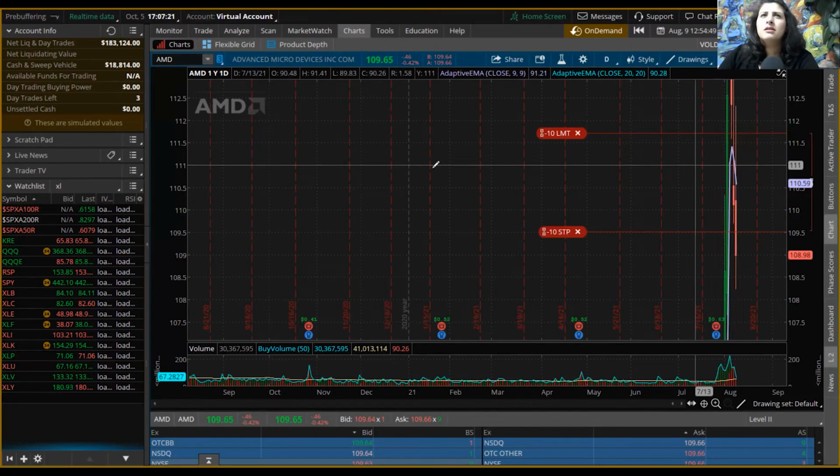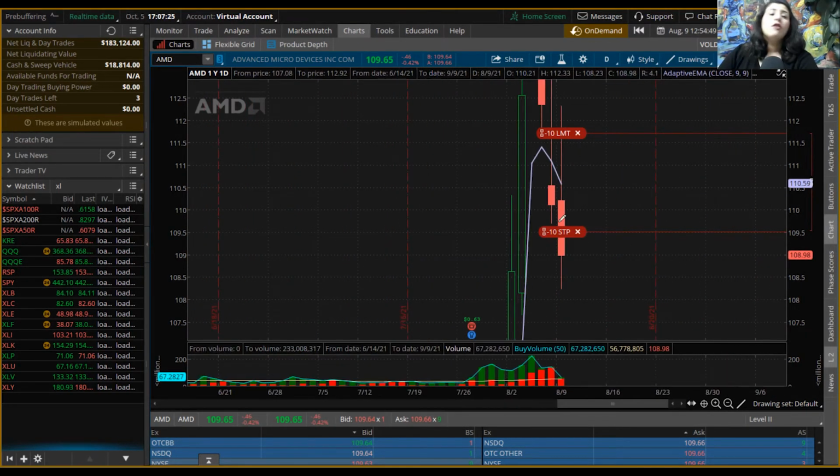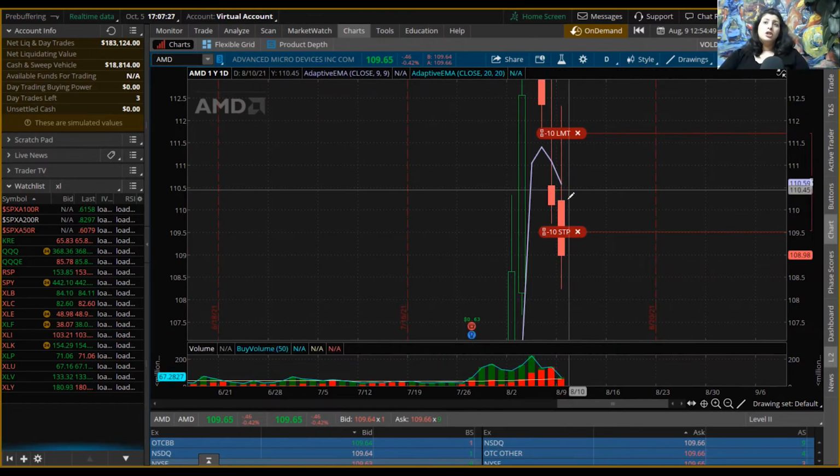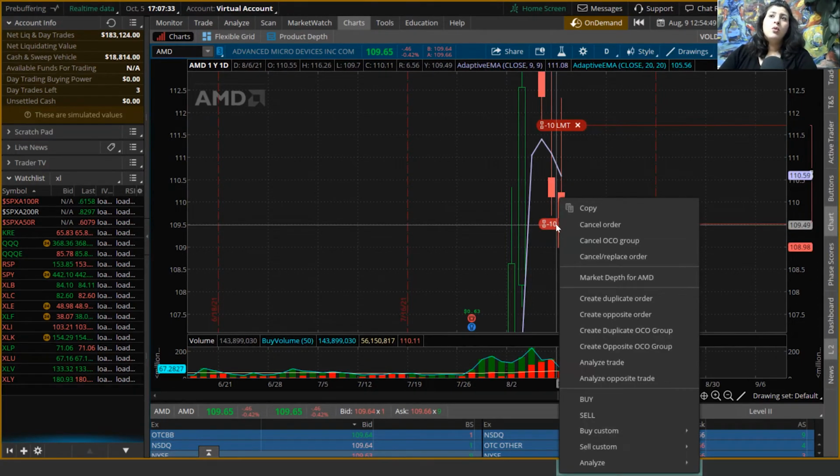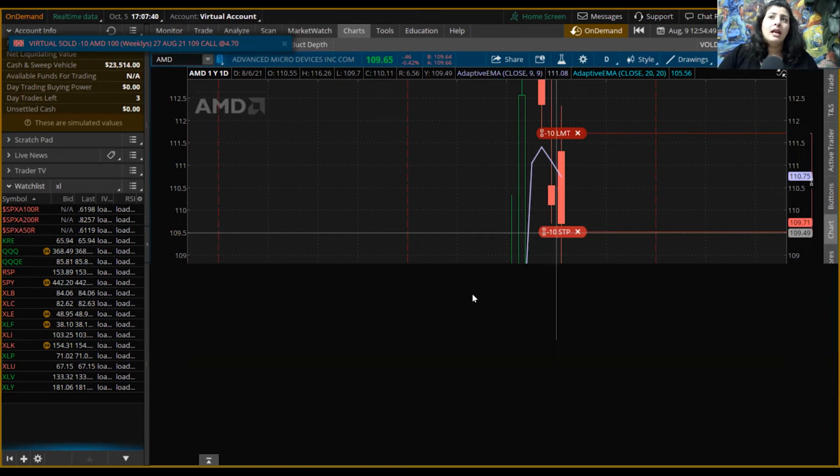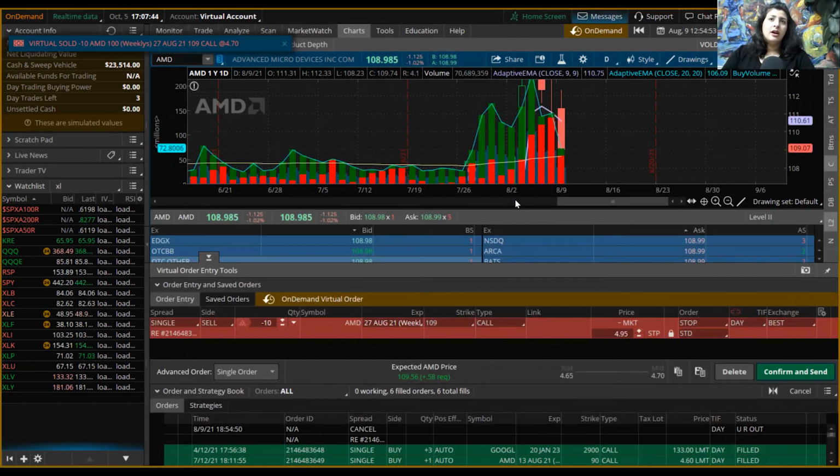Is there a way to drag that to a specific price level, or do you have to do that with a dollar amount? With options, you can't, but you can do cancel replace. So if you want to, you can cancel the whole thing, or you can cancel replace the order.